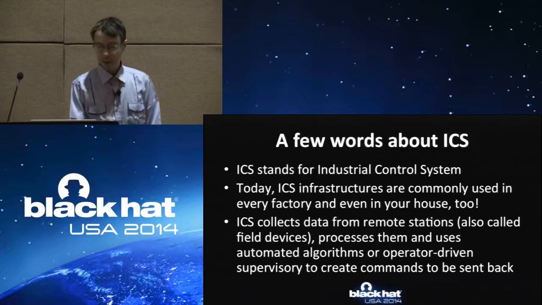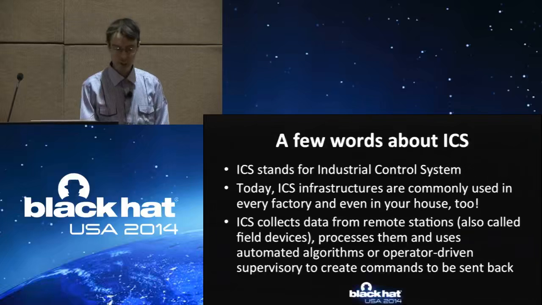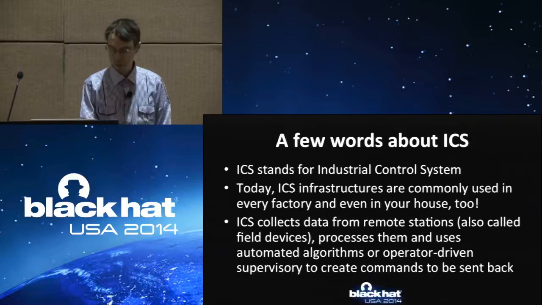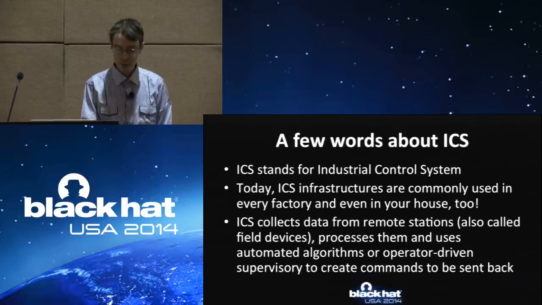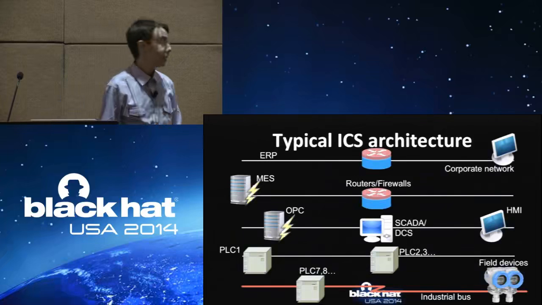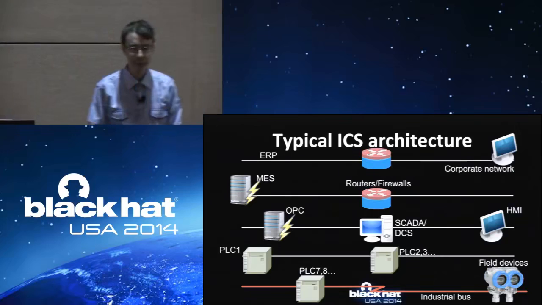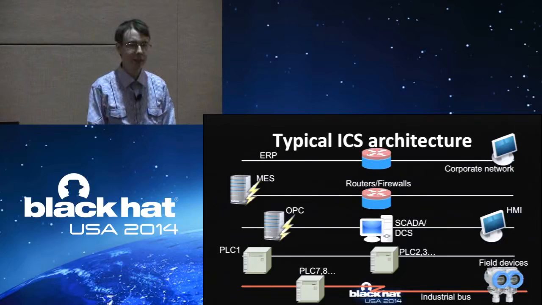The ICS tools collect data from the remote stations, also called field devices, transmitters, or remote terminal units, RTUs, process it, and use automated algorithms or operator-driven supervisory control to create commands to be sent back to the field devices. The typical ICS infrastructure is shown on the slide. Here we have the low-level devices, such as field devices and programmable logic controllers. We have medium-level devices, such as SCADA and DCS, that gather data from the low levels and send commands back.